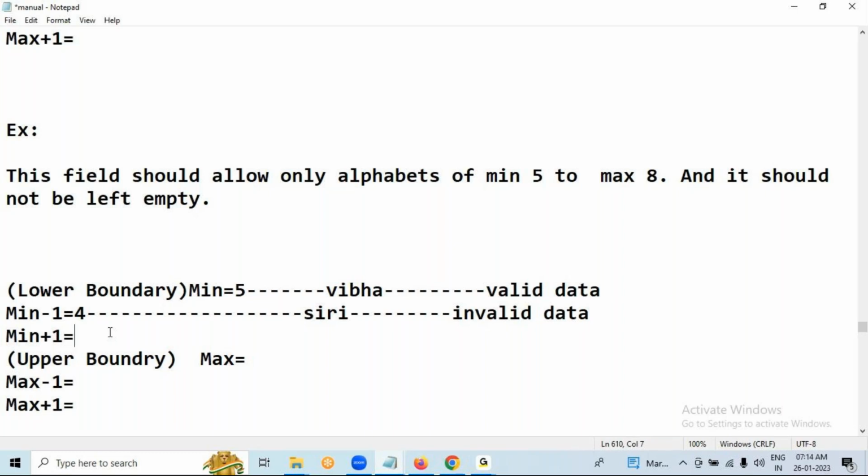Then minimum plus 1 is what? Minimum is 5, 5 plus 1 is 6. A 6 letter word you can give, like Nadine. Is it valid or invalid? Valid. Valid only.